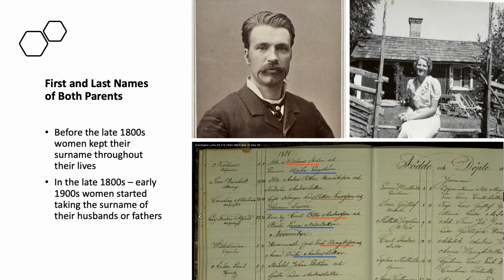Look at the surnames of the parents marked in red and blue. The mother and the father generally have different surnames from each other. Most women in Sweden kept their birth names throughout their lives, even after marriage. This was the case until the late 1800s and early 1900s, when women often took the surnames of their fathers or husbands.